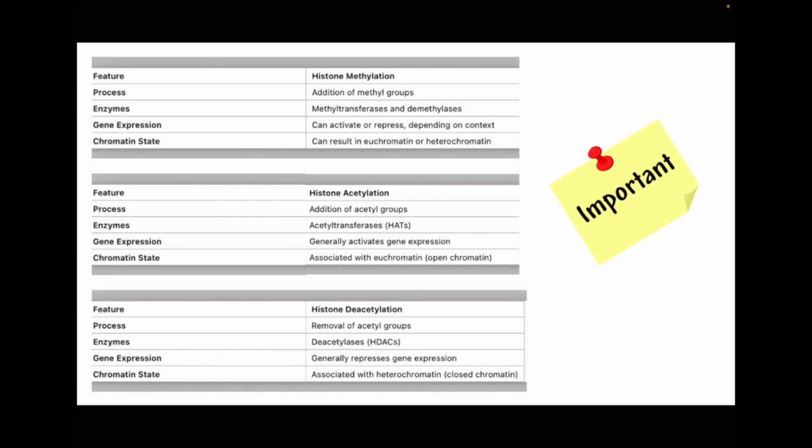Histone acetylation, there's an addition of acetyl groups to the histones. The enzymes are acetyltransferases. It generally activates gene expression, and the chromatin state is always associated with euchromatin, open chromatin, which is transcriptionally ready to be transcribed.